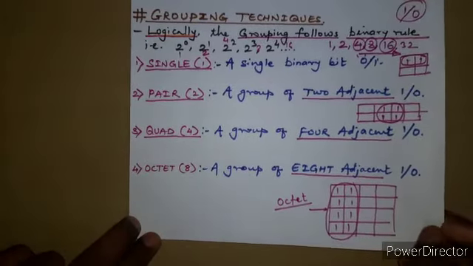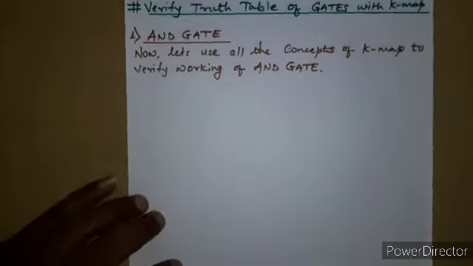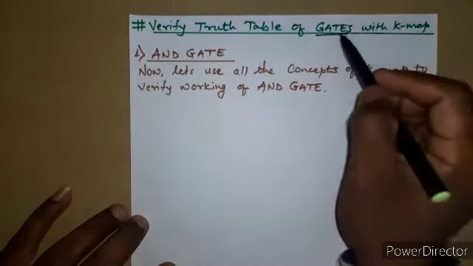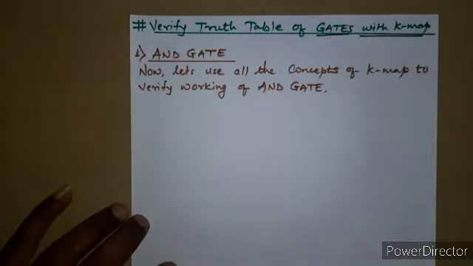Now we have looked at more of the concepts. Let's actually go for an example. With all these concepts of K-map in the background of our mind, now we can try to solve examples. Let's first verify the truth tables of the gates. So that is what we are looking at here: verify the truth table of gates with the help of K-map.